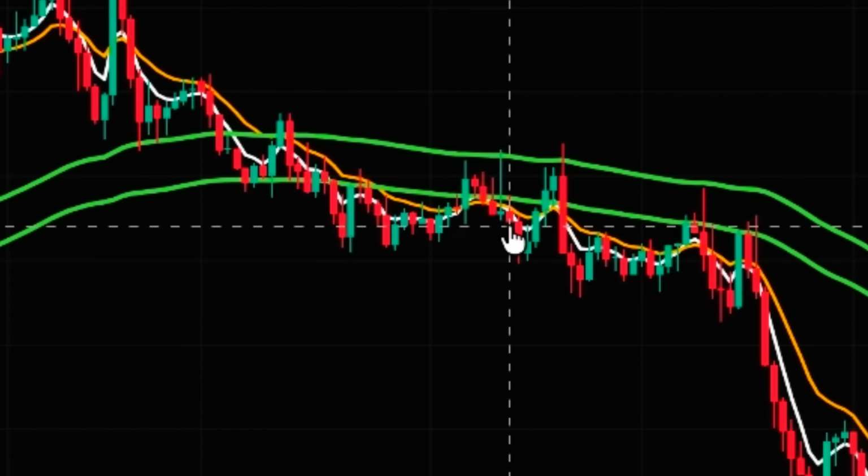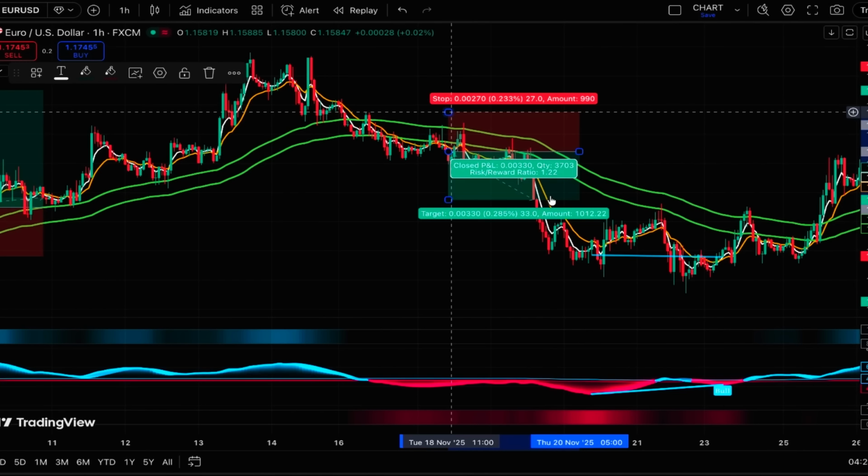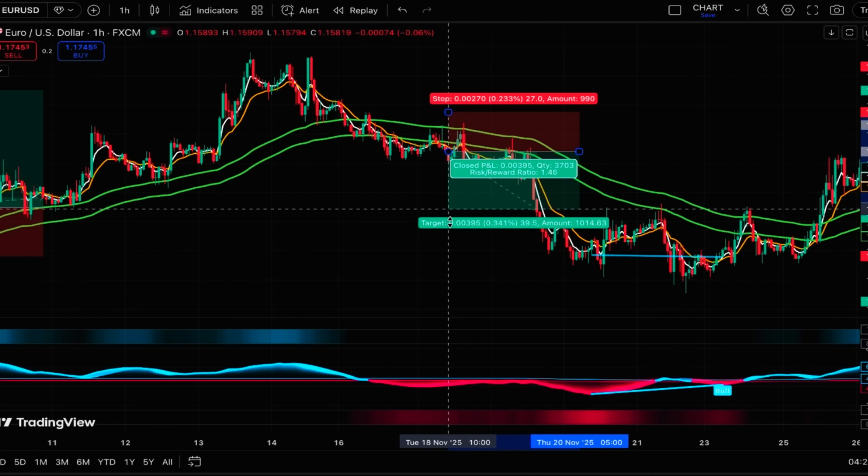When this happened, it shows that the pullback probably ended and the price is going to decline more. So here the sell signal is confirmed, and in practice we could enter a short position at this point with the stop loss above the green channel and profit target at risk to reward ratio of 2.